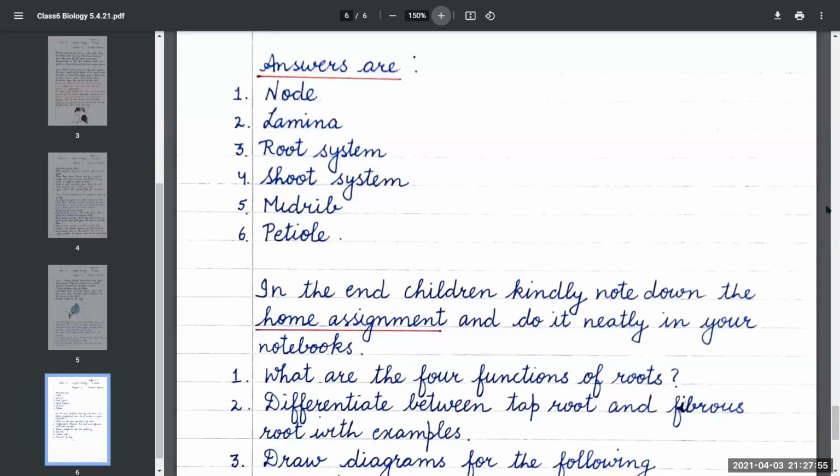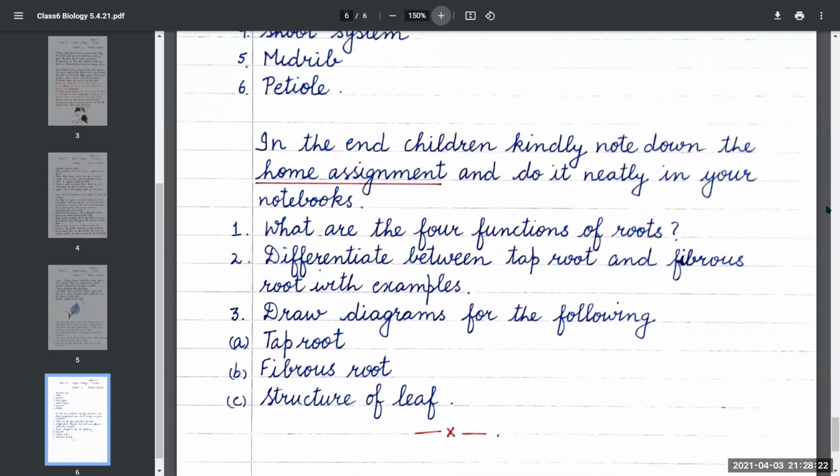The answers to the above questions are number one, node, number two, lamina, number three, root system, number four, shoot system, number five, midrib, and number six, petiole.